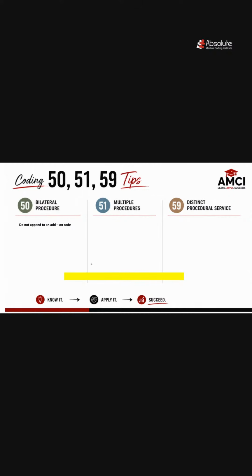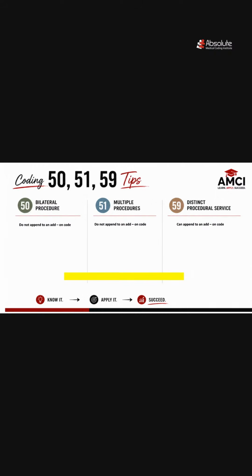Now I have something else for you. Once you really get that down, knowing these little tips is going to be priceless when you take your medical coding exam. When you have a bilateral procedure, you do not append a bilateral modifier to an add-on code, never. If you just know that, that will give you an advantage. You also don't append modifier 51 to an add-on code. That's just a no-no.